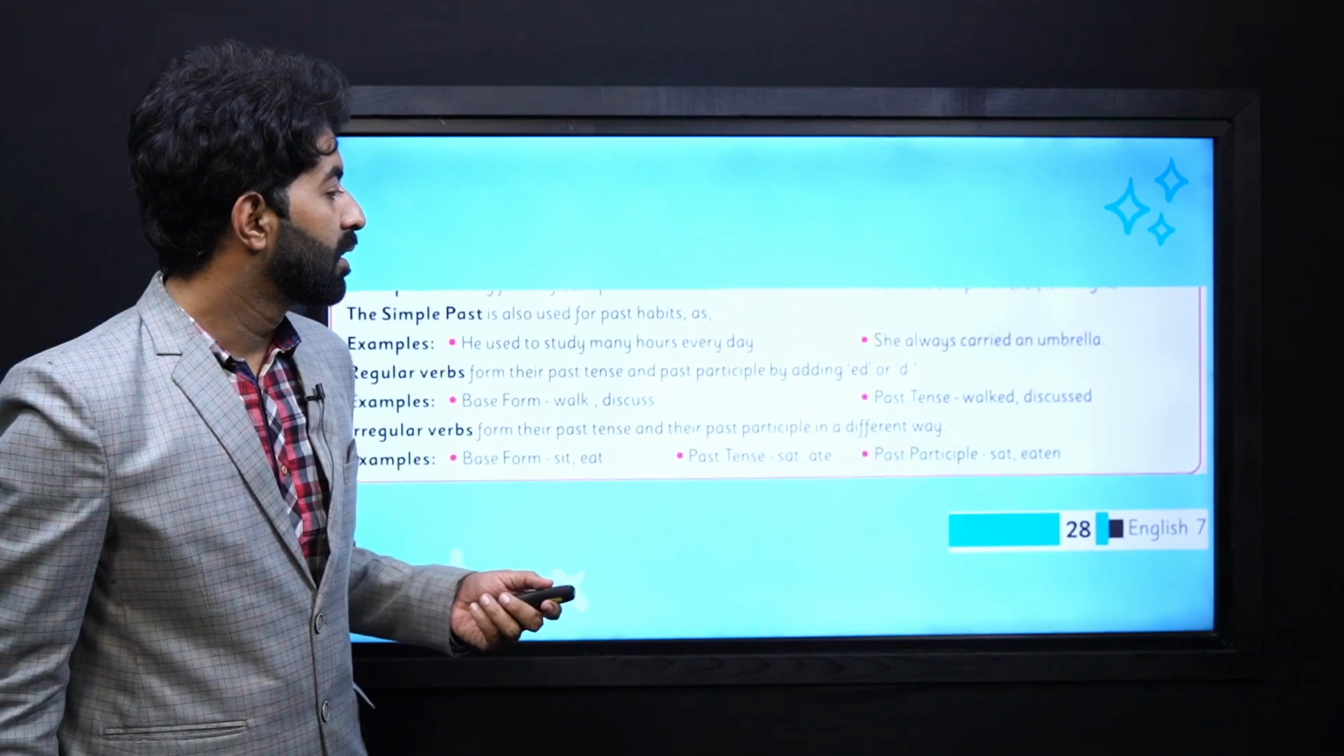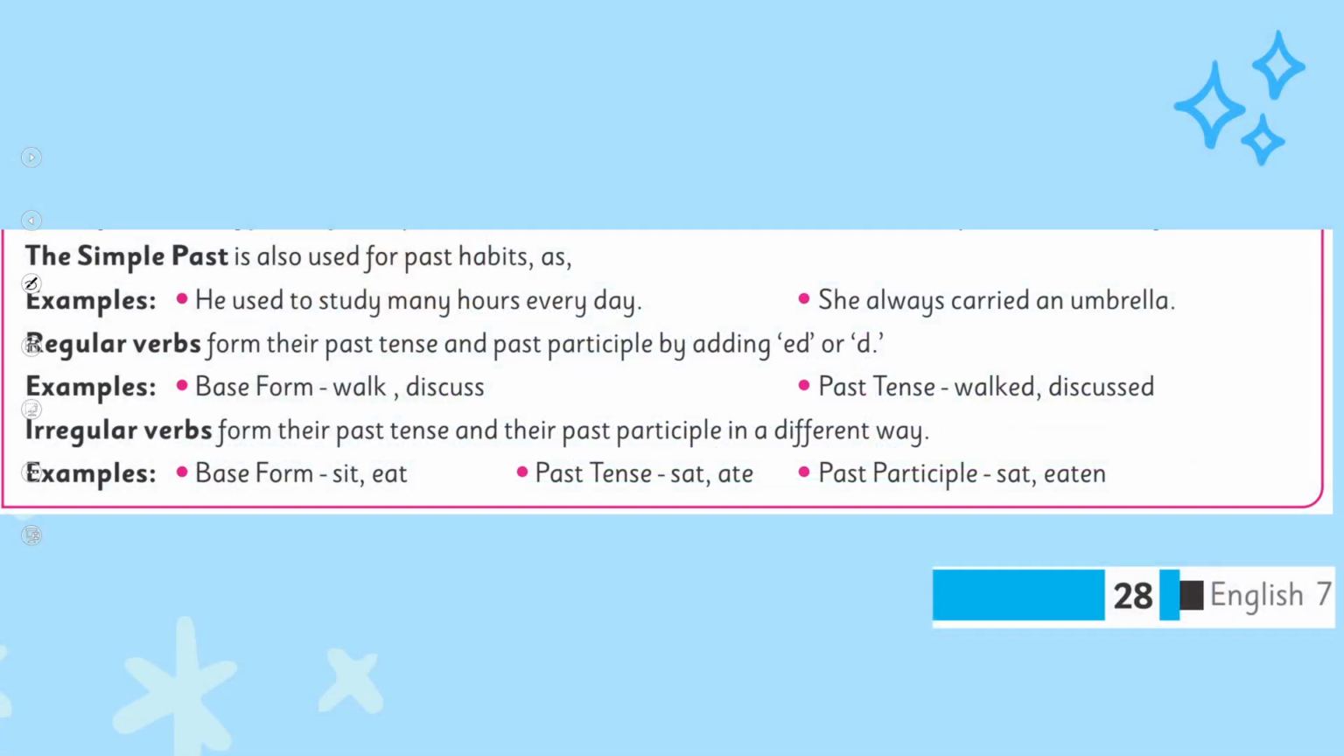Now, let's talk about the simple past, which is also used for past habits. So, if you used to have habits that are no longer being practiced, you could use the simple past tense. For example, he used to study many hours every day. So, this indicates that it is something that happened in the past, and this is a habit or a routine. Now, she always carried an umbrella.